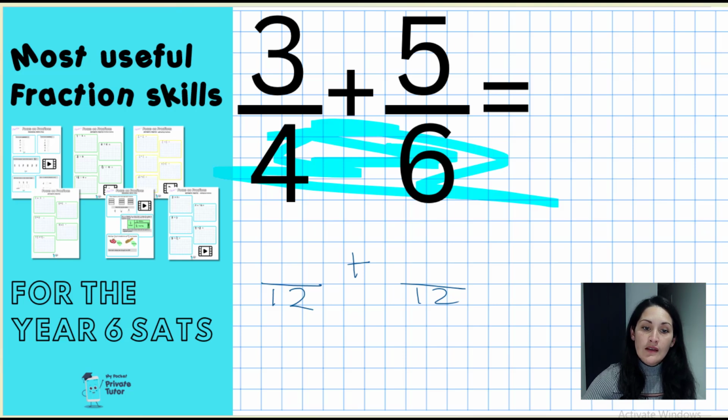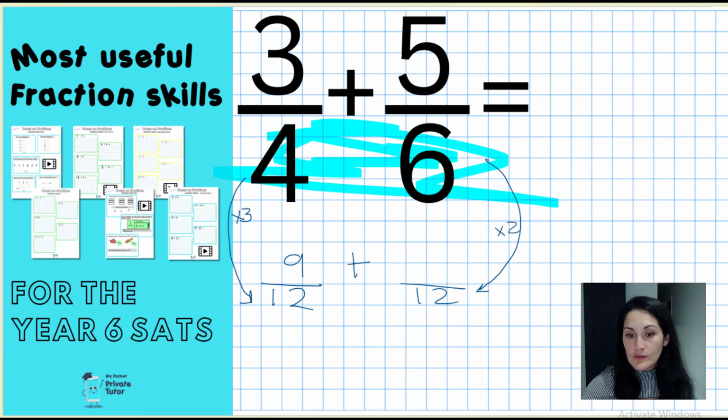So if I compare my 4 to the 12 and I think about what I multiplied it by, 3, I'm going to do the same to the numerator. So 3/4 would become 9/12. My 6 only had to double to make 12, so I'm going to do the same to my numerator, the 5, so that becomes 10. I can now add them because they have the same denominator.